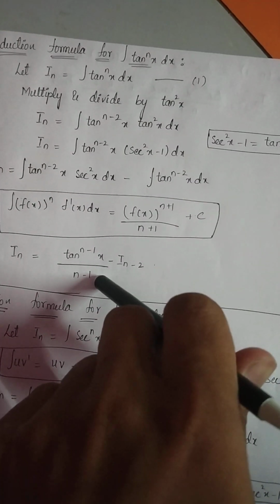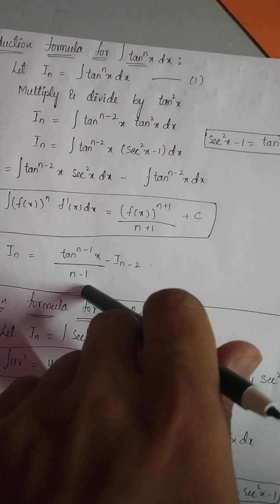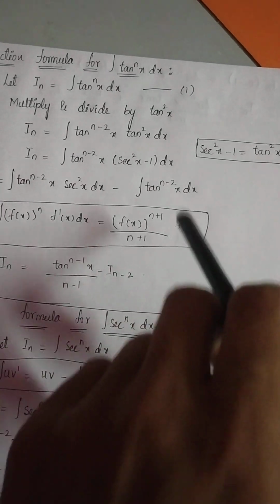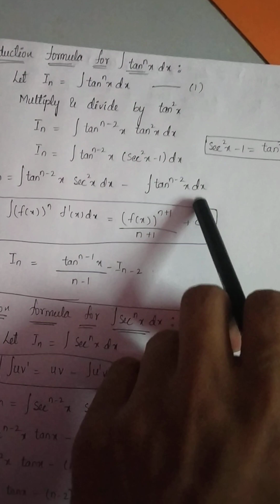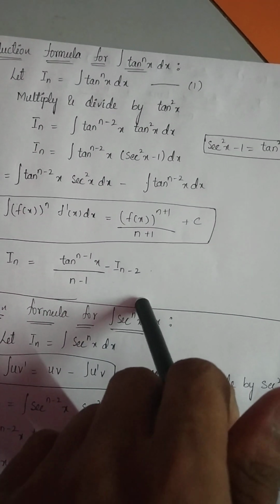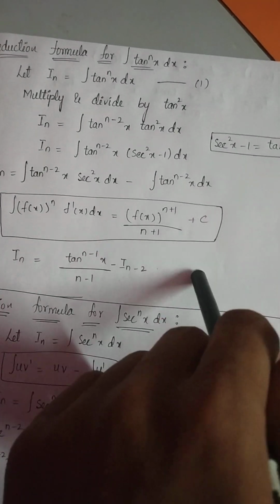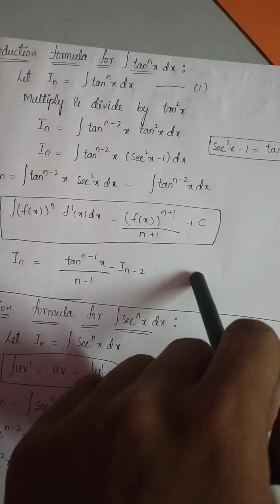We get tan^(n-1) x by n minus 1 minus, by using this equation, we can write integration of tan^(n-2) x dx as I_(n-2). So here we get the reduction formula for integration of tan^n x dx.